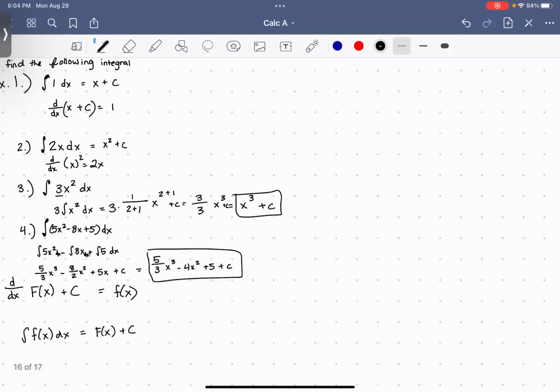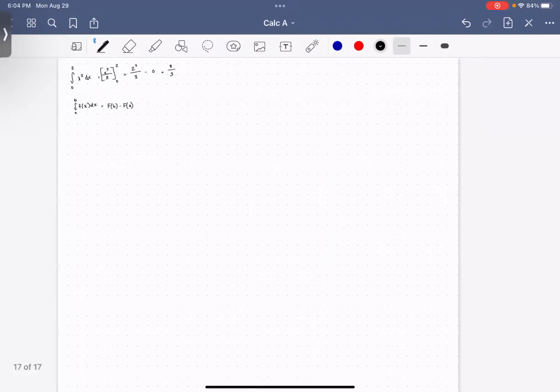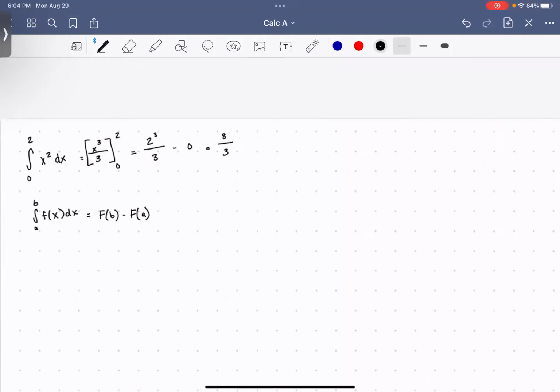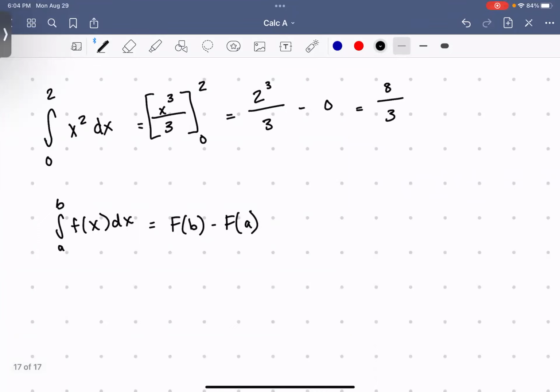So therefore, the area between 0 to 2 for the integral of x squared dx, between these bounds, is going to be 8 over 3. Okay. Cool. Let's do another problem.